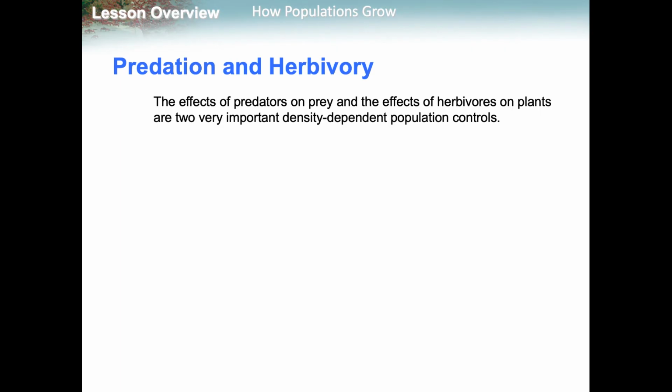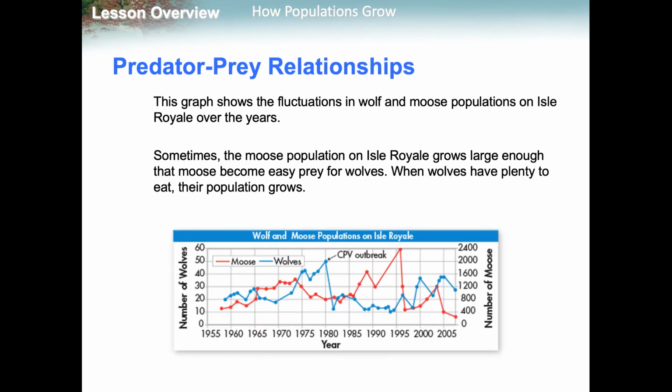Predation and herbivory help with reducing the amount of the population. So if there's a lot more prey and not a lot of predators, as the predators start eating most of the prey, the predator numbers are going to increase while the prey numbers are going to decrease. Same thing happens with herbivores on plants. If there's a lot of plants, then there's going to be an increase in herbivores and a decrease in plants. So this is a predator-prey relationship.